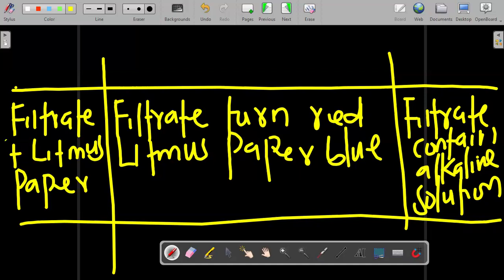If you still put it as filtrate is a base, would they give you the mark? They will not give you the mark. There are different types of base. We have weak base, we have strong base. So which base are you talking about? That's why they use the word alkaline. Alkaline is something that is soluble in water, something that contains water, because you added water to the solution. Base does not contain water. So that's why you use the word alkaline solution.